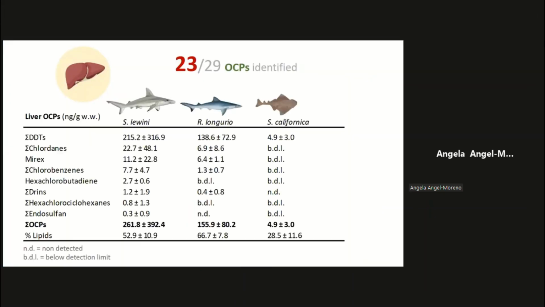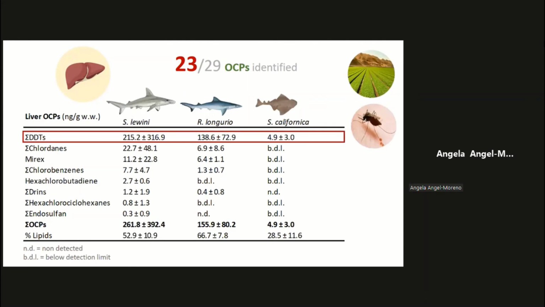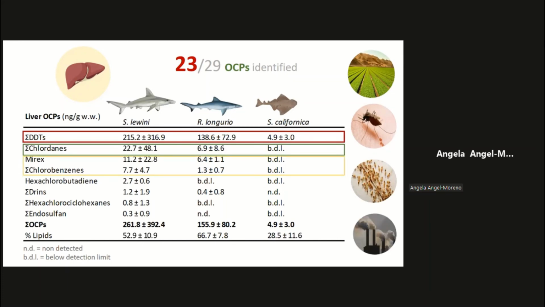23 of the 29 pesticides analyzed, belonging to different groups, were identified in the liver. The DDTs group, which were widely used in agriculture and for malaria control, had the highest concentrations. We also found chlordanes used for termite treatment, and Mirex or chlorobenzenes, which had mainly industrial applications. Other legacy pesticides were identified at lower levels.